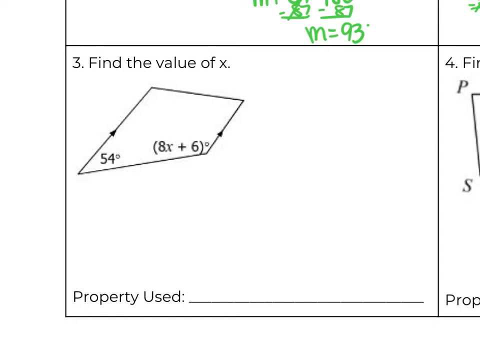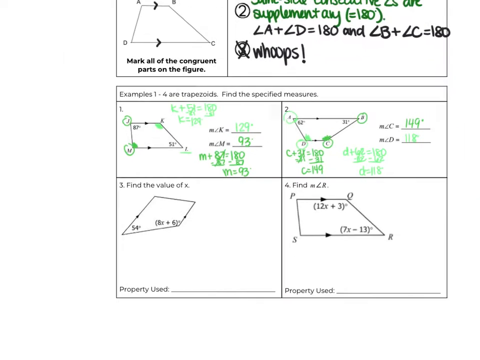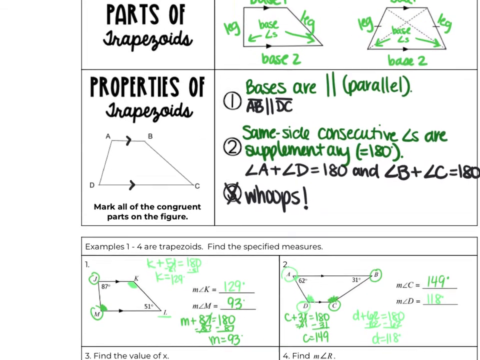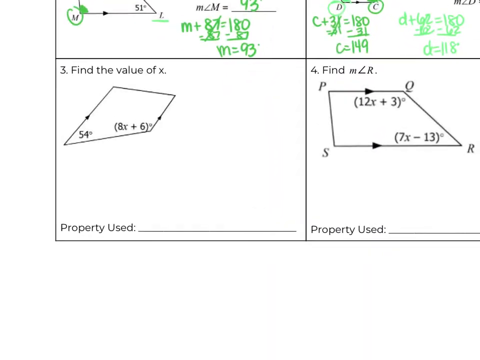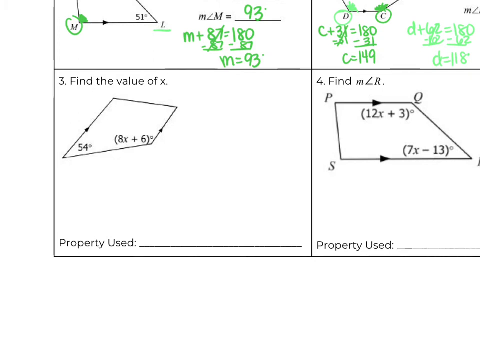All right, 3. So this one is actually turned, because, looking up here at our original, the bases are the parallel parts. So here the bases are turned. You need to think of it as being in its upright position, I'll try to draw it here, it would look somewhat like that. 54 would be down here. AX plus 6 would be up here. So these are same side consecutive angles, meaning I should add them and set them equal to 180.